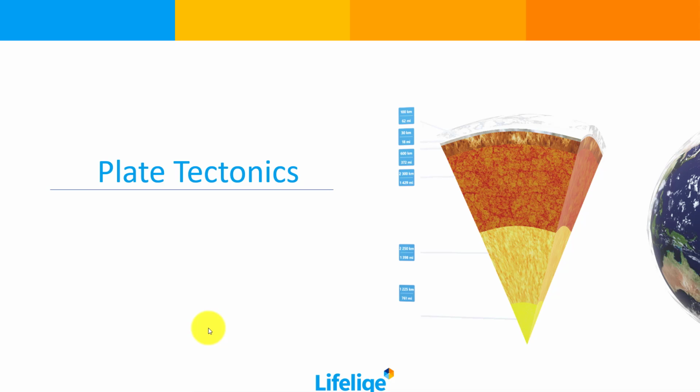Hello, I would like to go over some of the concepts and definitions that you will be using in exercise 33. And we're going to start off talking about plate tectonics. And so this is a cross-section of what the Earth would look like if we took a wedge out of it.